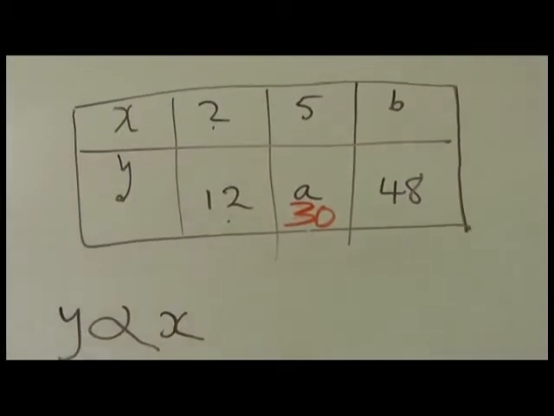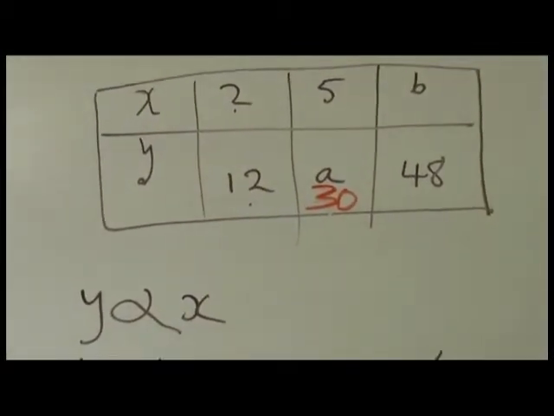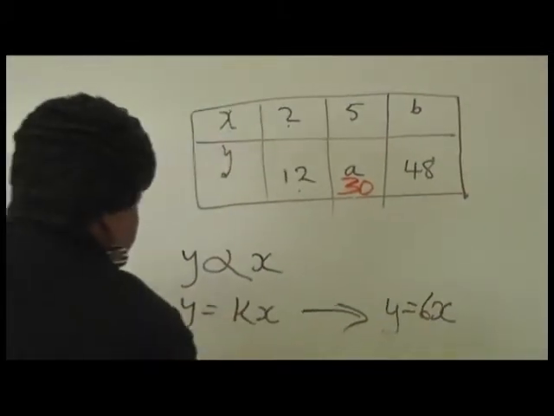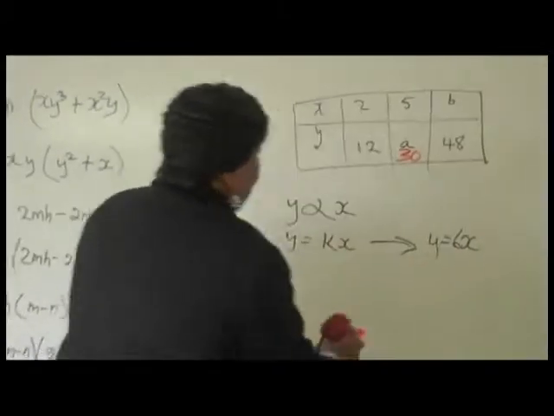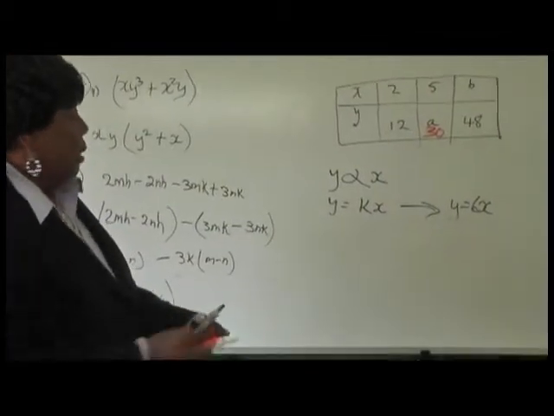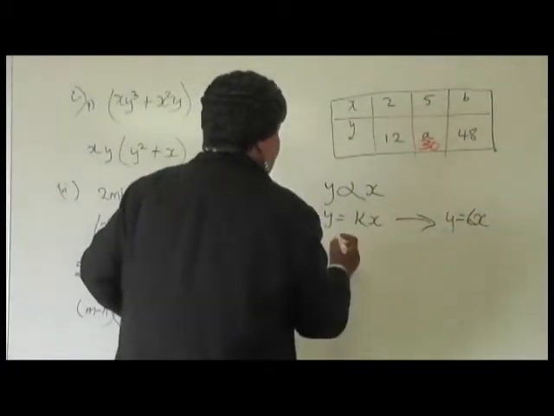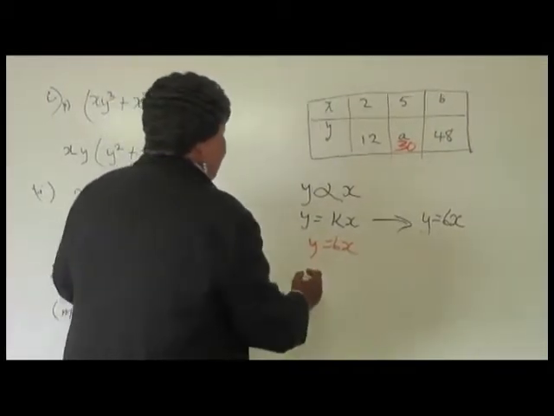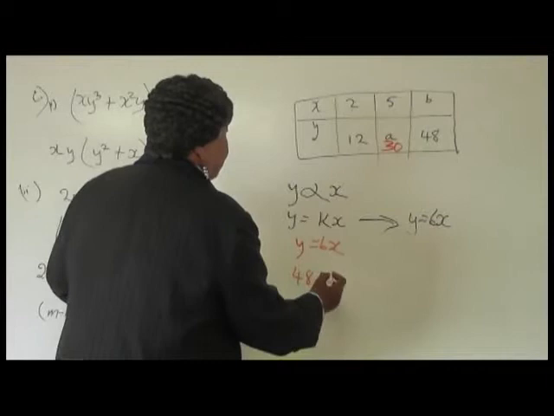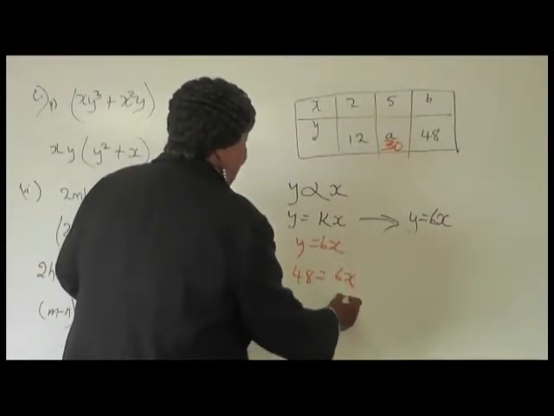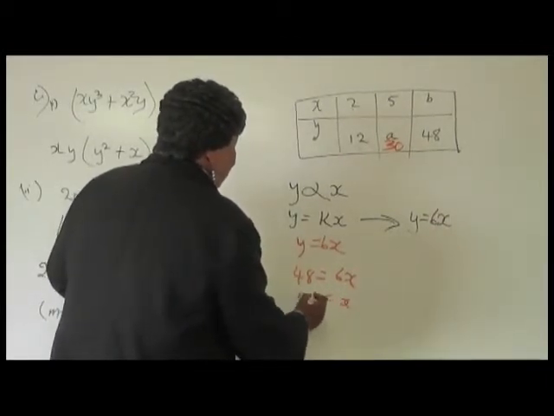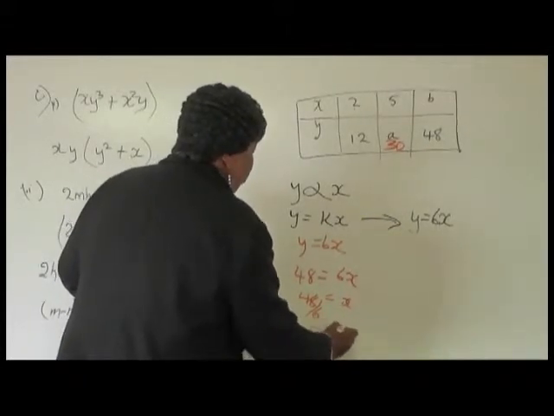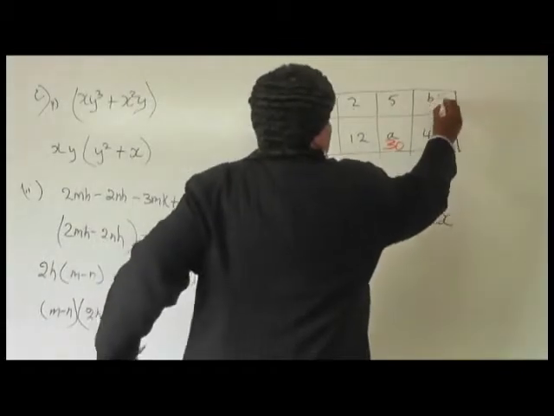And again, we do the same thing. This is where it gets confused. We're saying, when y is equal to 48, what would x be equal to? Using the same equation, y is equal to 6x. And so we are saying 48 is equal to 6x. x then would be equal to 48 divided by 6. And we know that that's 8 because we know our tables. So here, b is equal to 8.